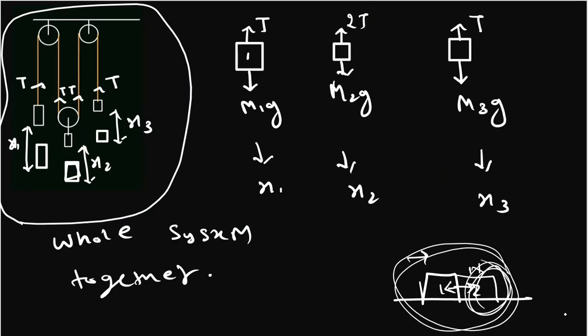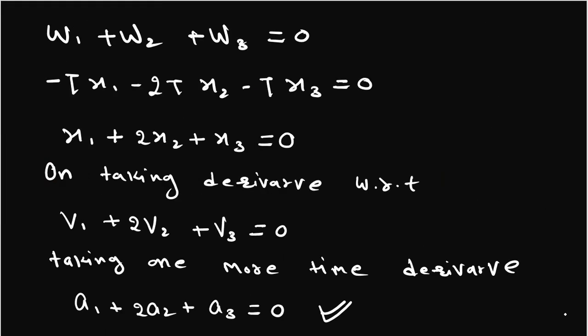One more case I'll take, and I'll write the general case. Here we have put the value of tension, like T, minus 2T, minus T. But when we want to write the general formula for this, we will not put the values. So suppose there is some system where n blocks are moving. We can write work done on first plus work done on second plus work done on third plus dot dot dot, in the general formula, will be 0.